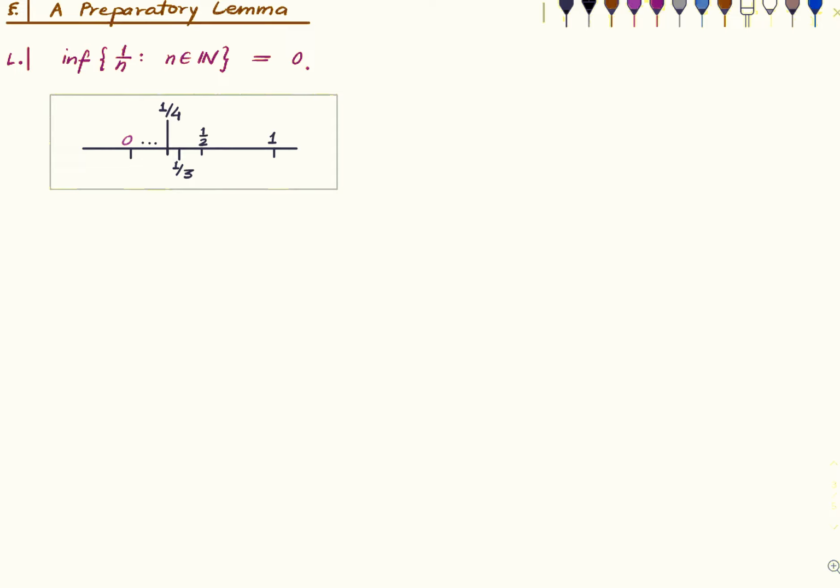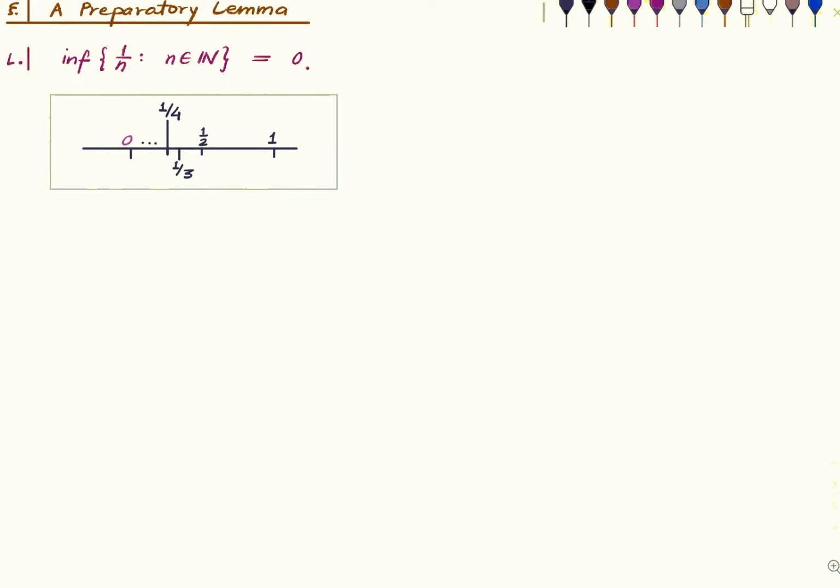Pictorially, if you list out the elements of the set, for n equals 1 you get 1, for n equals 2 you get 1/2, for n equals 3 you get 1/3, 4 you get 1/4, and so on. So the numbers here come closer and closer to 0, but they never quite become 0. No element here is equal to 0, but they come closer and closer to 0, so to say.